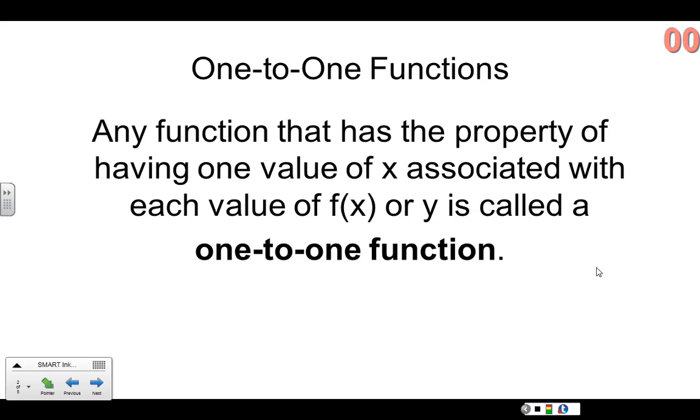Now, when you talk about functions being one-to-one, any function that has the property of having one value of x associated with each value of f of x, or y, is called one-to-one. So each x gives you a unique y value. That is the characteristic of a one-to-one function.